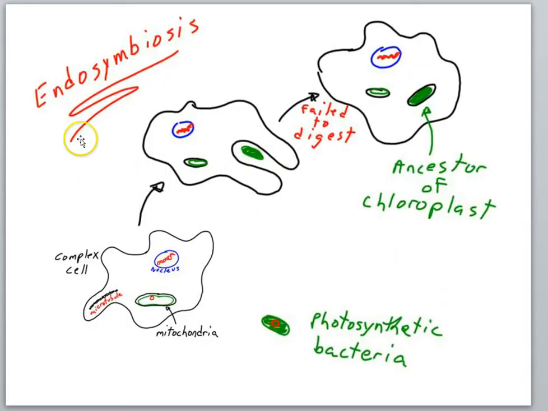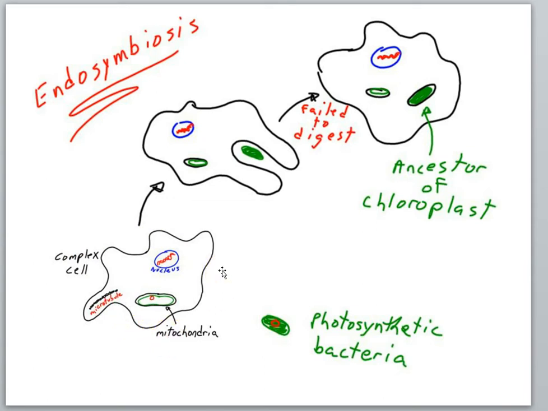Now, the story we're going to tell has been given the name endosymbiosis, and we'll explain what that term means after we see this event, this process unfolding in time. We'll start down here at the bottom with some kind of complex cell. Notice it has a mitochondria and it has a nucleus. And so this would be a single-celled organism that lived long ago in the oceans.